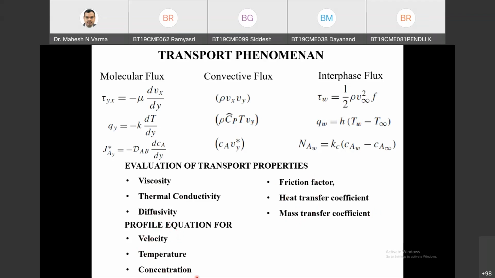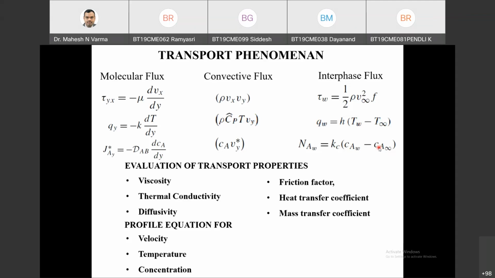Now today we will be discussing the analogies available in transport phenomena. Till now we were saying that Newton's law of viscosity is similar to Fick's law of diffusion, which is similar to Fourier's law of heat conduction. This equation is similar to this equation is similar to this equation. Similarly, in interfacial flux we got these equations: the Fanning equation is similar to Newton's law of cooling, which is similar to the Slattery equation.